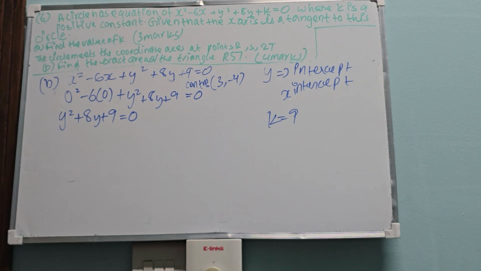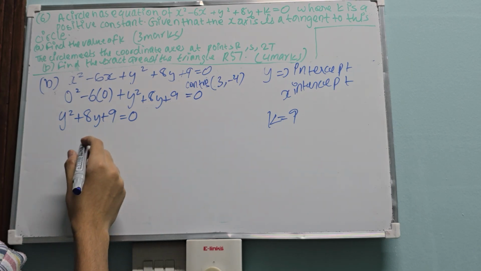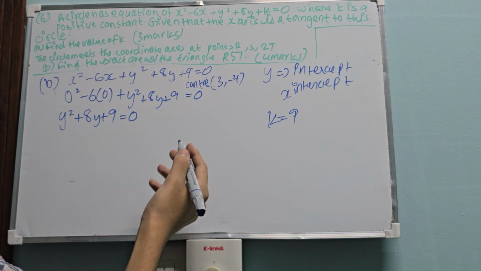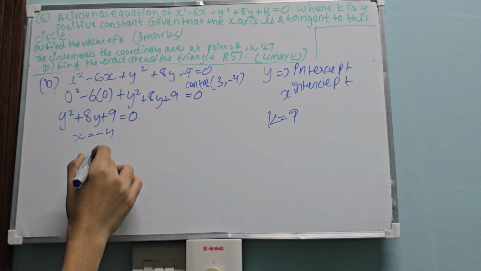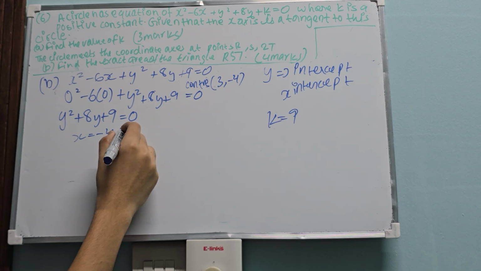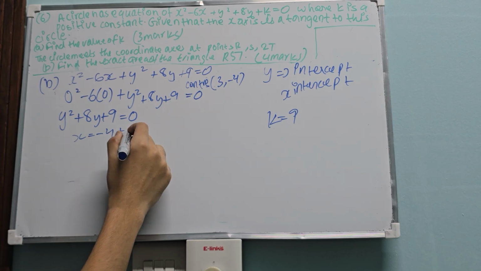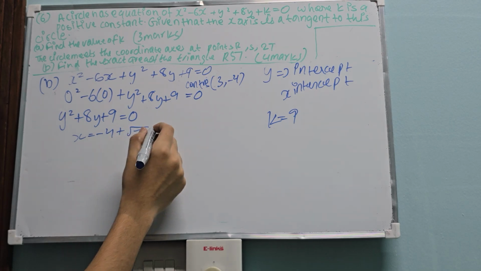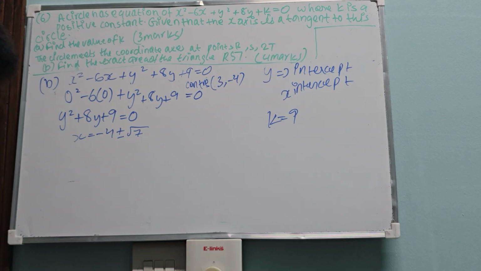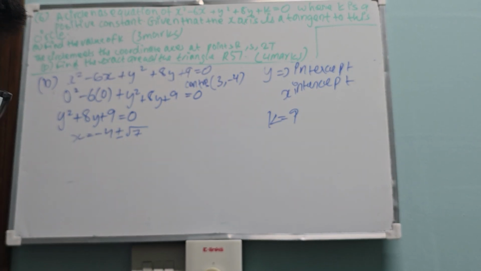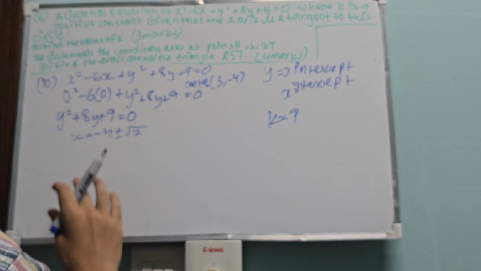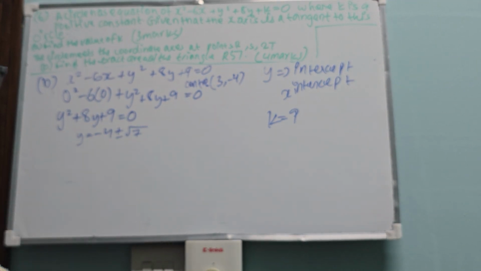If you solve it, if you sub it into your quadratic formula, you are going to get minus 4 plus or minus root 7. We have the y-intercepts.